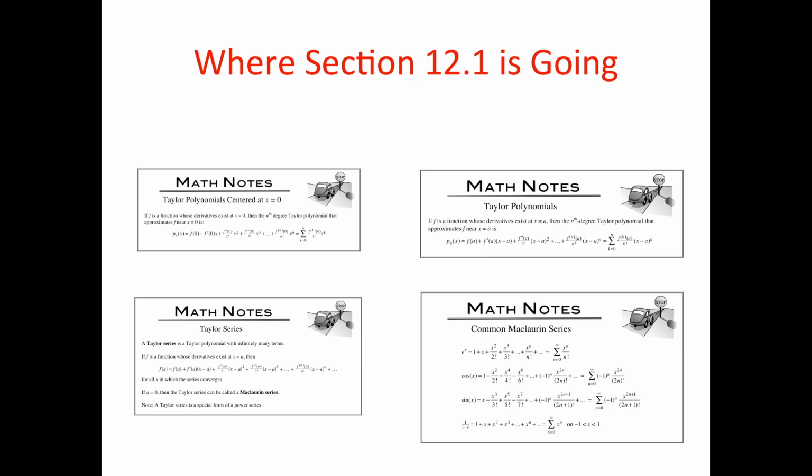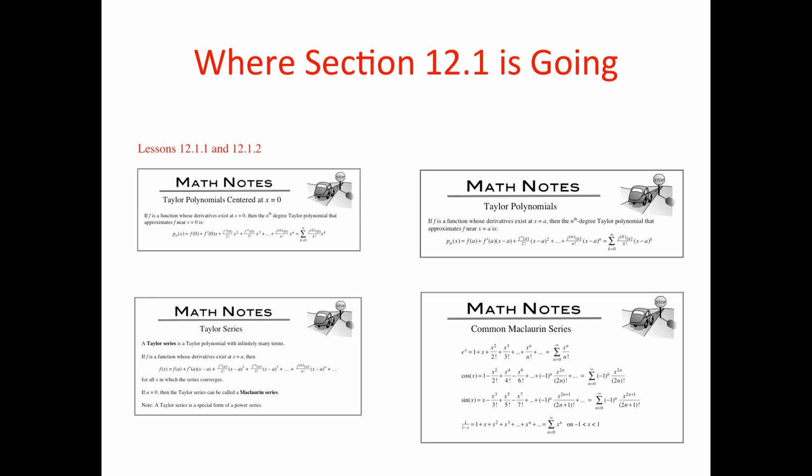Before we start walking through section 12.1, let's examine some of the math notes that are coming up later in this section and this chapter as a way to get a sense of the goals of this section. By the end of the first two lessons of this section, your students will discover and be able to formally define the general form of Taylor polynomials that are centered at 0.